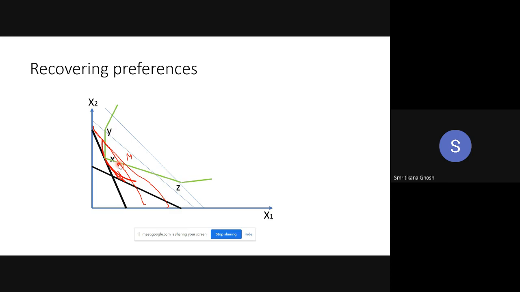Do you get my point? You are just closing down this range. You are just reducing the range of what is more preferred and what is less preferred, by drawing so many budget lines.